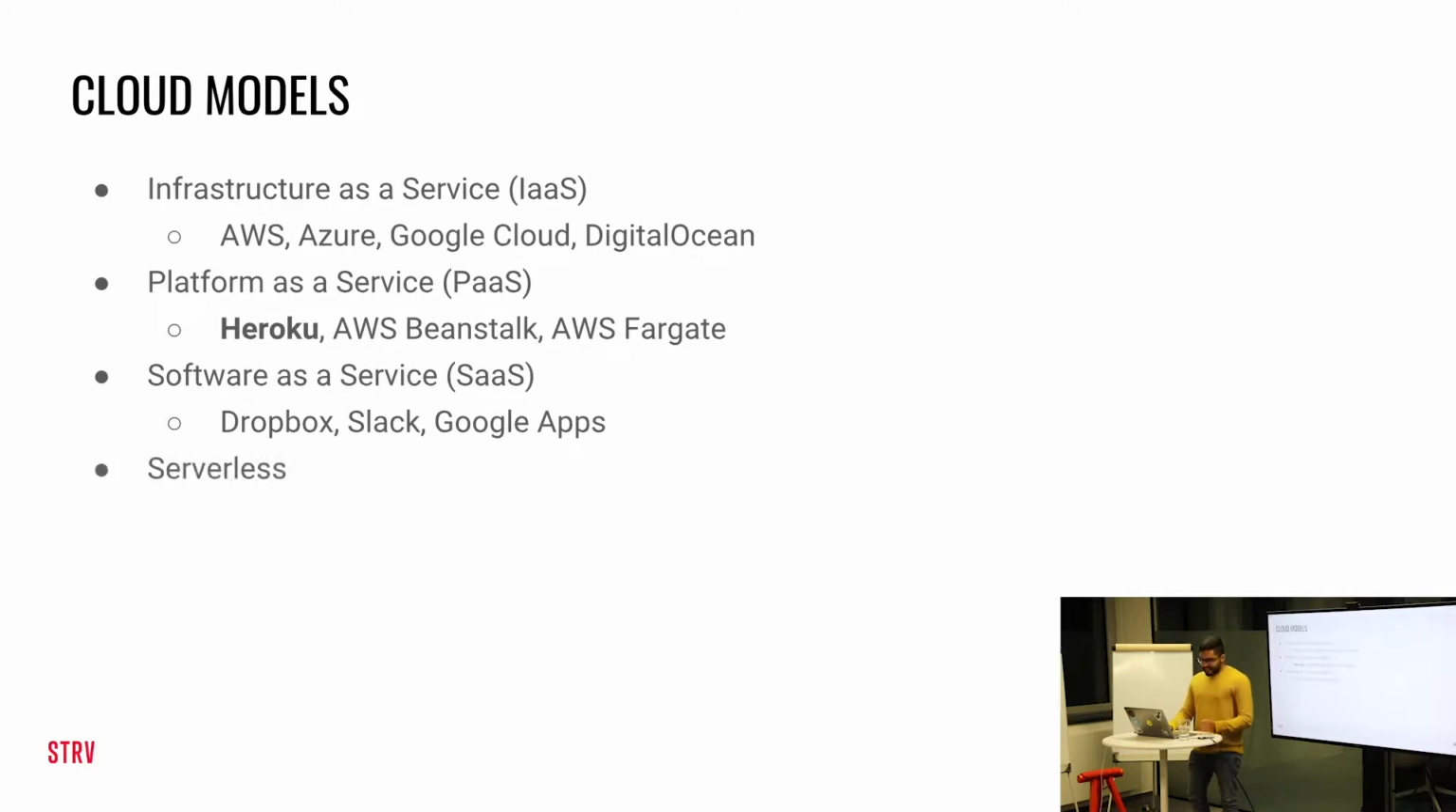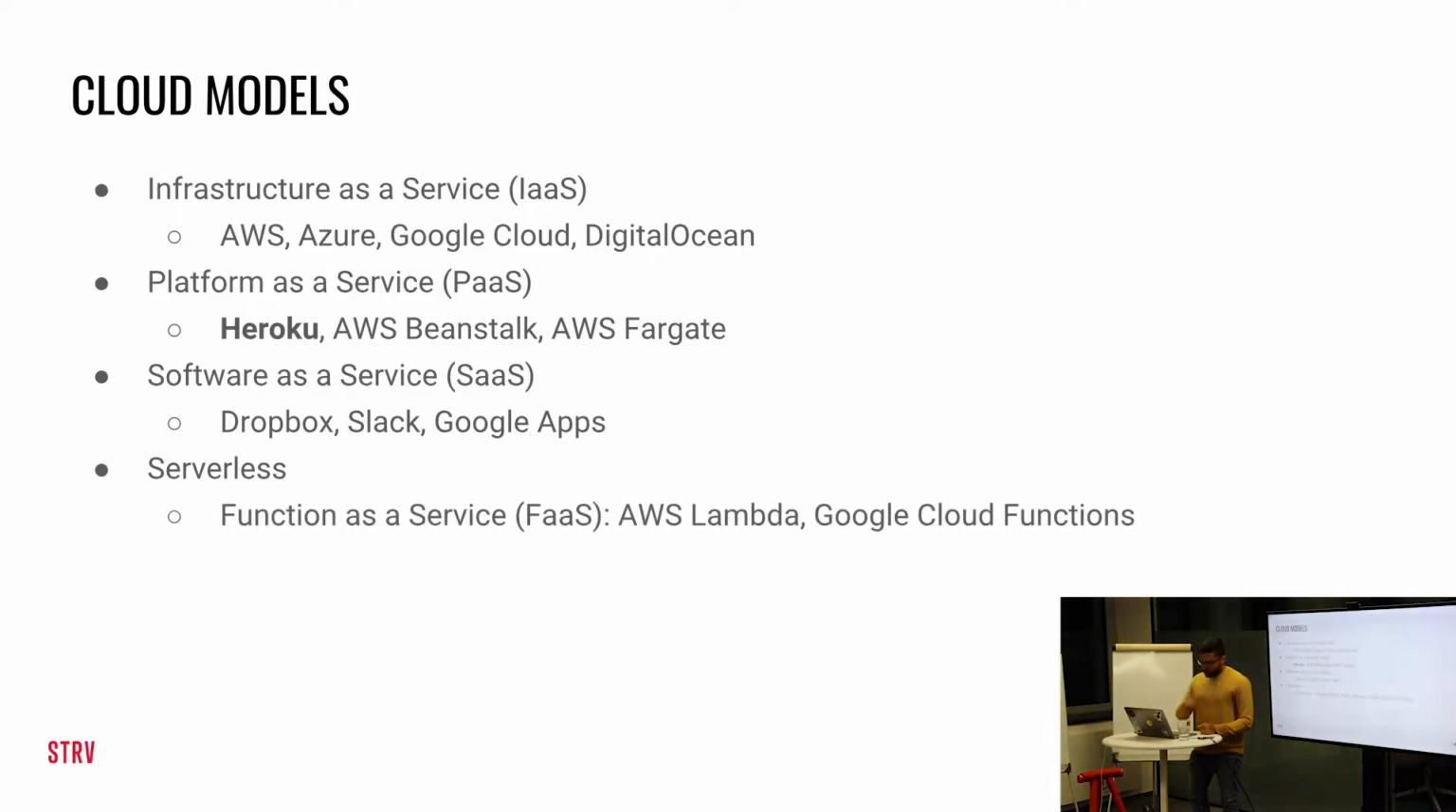And the last one is serverless. Probably you have heard of this. There are two models grouped under serverless. The first one is function as a service, which is basically AWS Lambda and Google Cloud Functions. Function as a service is, I would say, the absolute abstraction layer on cloud solutions, because you only need to write code and configure how you trigger this code.